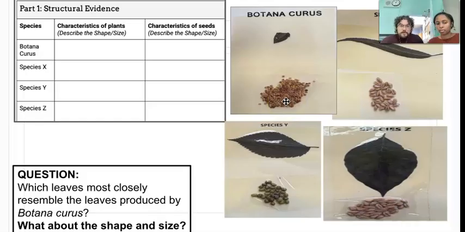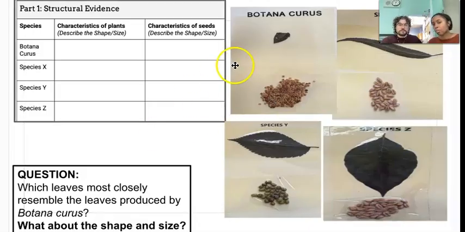And for each one in your table, you'll start with looking at the shape and the size of the leaves and the seeds. So, as an example, for Botanicurus, I may look at the leaf and describe it as small and round. For the seeds, I also might describe them as brown, small, with little dots. Yeah, nothing special.